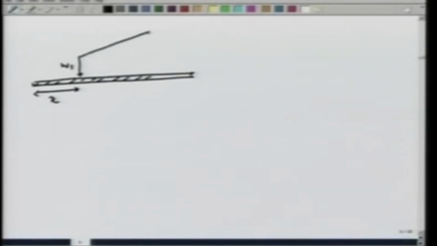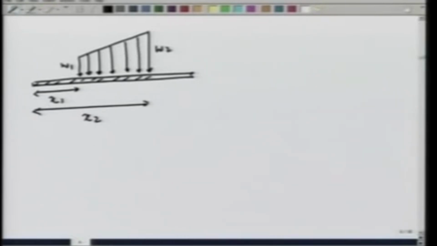Next, I will consider one more example where the loading is trapezoidal. That means the loading starts at x1, but it has a finite amount W1, then it goes up to W2 per unit length at distance x2. Along the way, this is how the load is distributed. Again, with respect to this point where the beam is hinged, I want to find out what is the total load and where effectively it is acting.